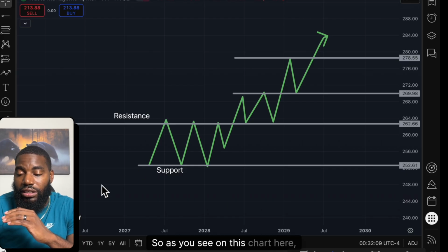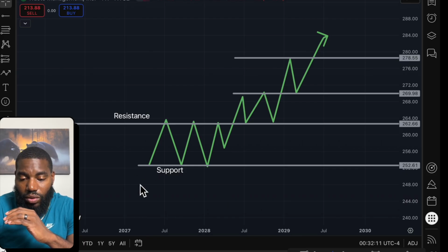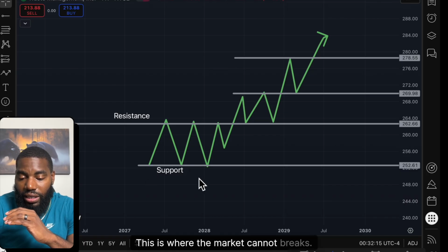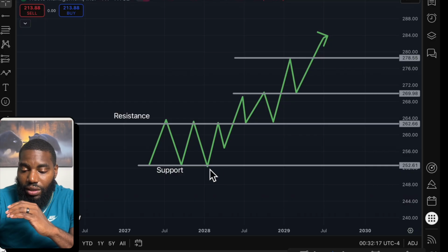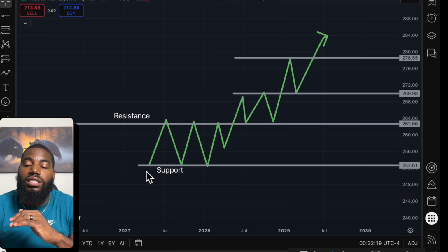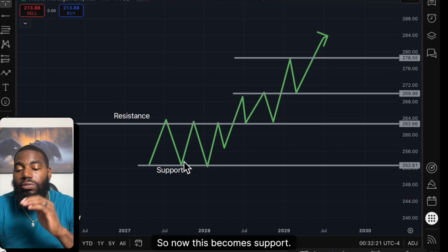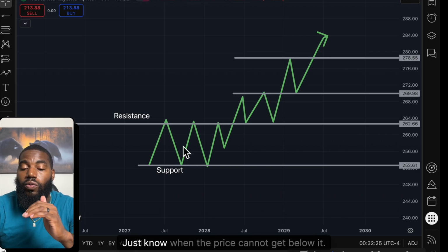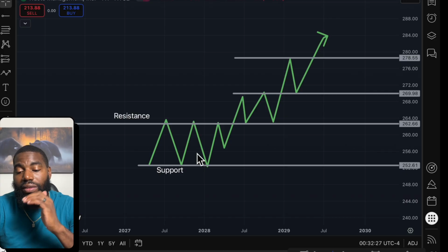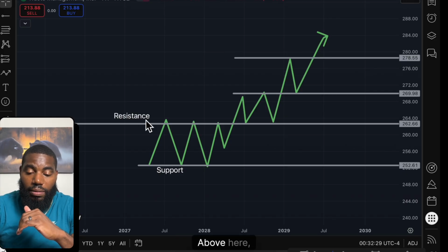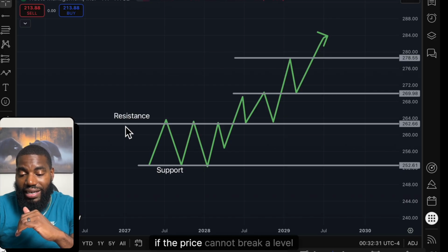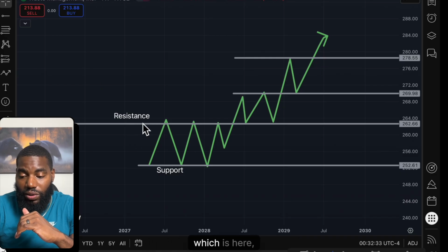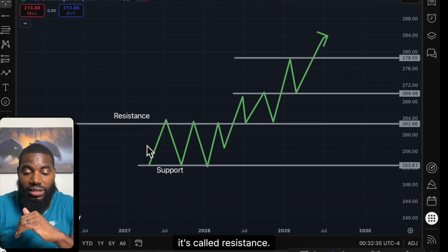So as you see on this chart here, we have support here. This is where the market cannot break. We have 3 touches, so now this becomes support. It doesn't matter if it's 1 or 2 touches, just know when the price cannot get below it, it is called support. Above here, if the price cannot break a level, which is here, it's called resistance.